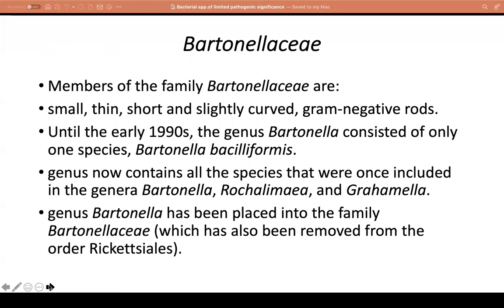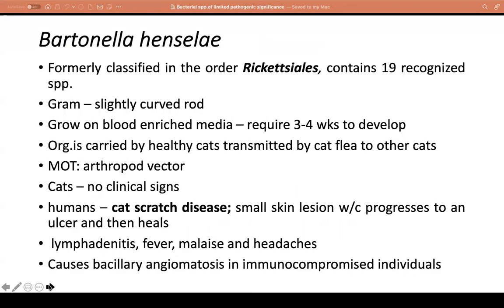Then we have the family Bartonellaceae. The members of the family Bartonellaceae are small, thin, short, and slightly curved gram-negative rods. Until the early 1990s, the genus Bartonella consisted of only one species, which is Bartonella bacilliformis. The genus now contains all the species that were once included in the genera Bartonella, Rochalimaea, and Grahamella. The genus Bartonella has been placed into the family Bartonellaceae, which has also been removed from the order Rickettsiales.